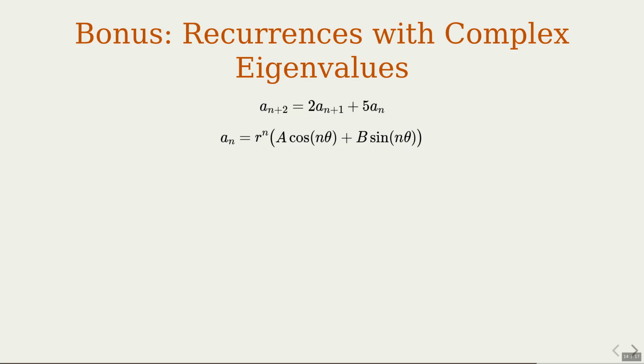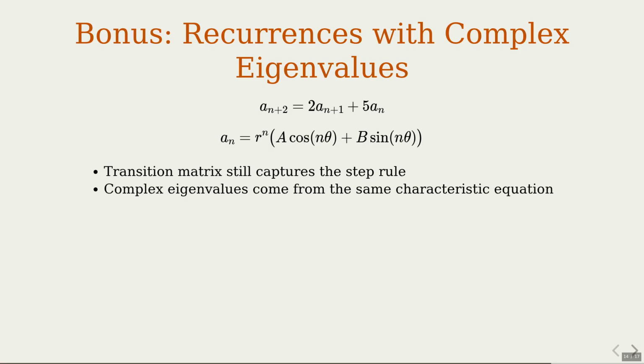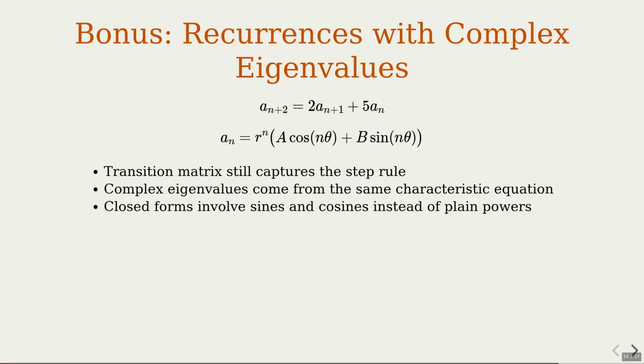Even with complex eigenvalues, the starting point is still to write a transition matrix for the state vector. The only difference is that the quadratic or higher degree equation has roots that are not real numbers. It is neat that a discrete recurrence can secretly encode circular motion through these trig functions. You do not need all the details of the complex case yet, but it shows how powerful the linear algebra viewpoint can be.